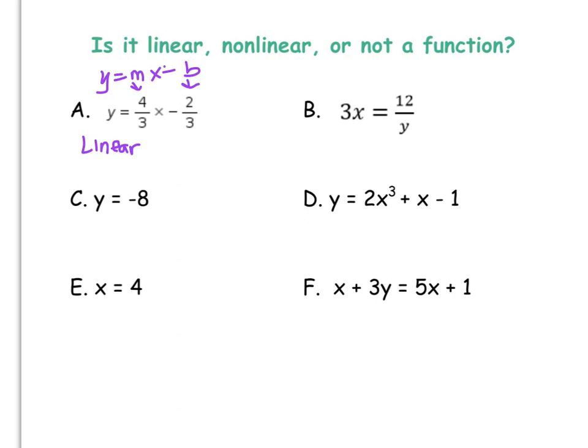B, think about it, write it down. B is a non-linear function. I've got a variable in the denominator. C. C is a linear function. Y equals -8. Anytime y equals one number, it is a linear function.